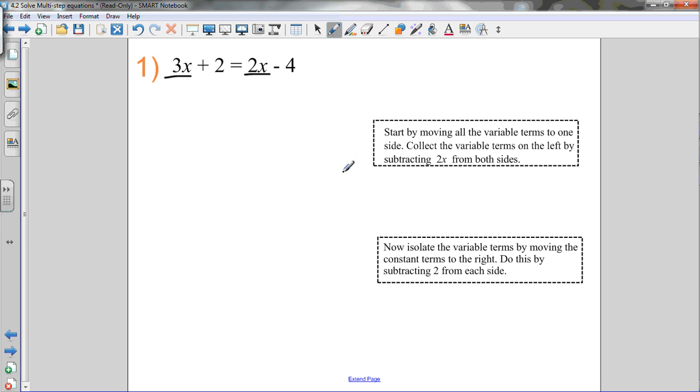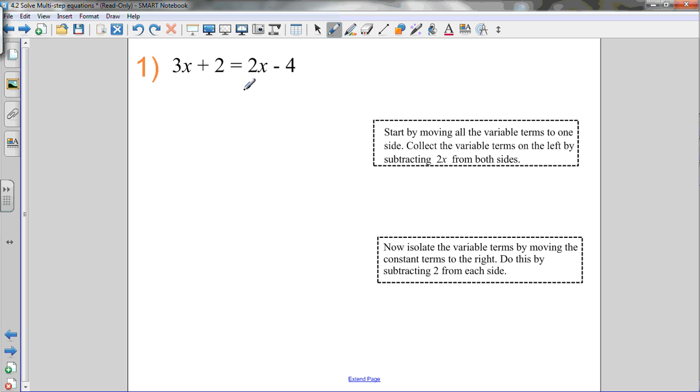So step number 1, what I want to do, I want to get all the terms that have the variable onto one side of the equation. So I put a little note of that here. Start by moving all the variable terms to one side of the equation. So let's collect them onto the left side. So I want to move this 2x to the left side of the equation. So on the right side of the equation, I have a positive 2x.